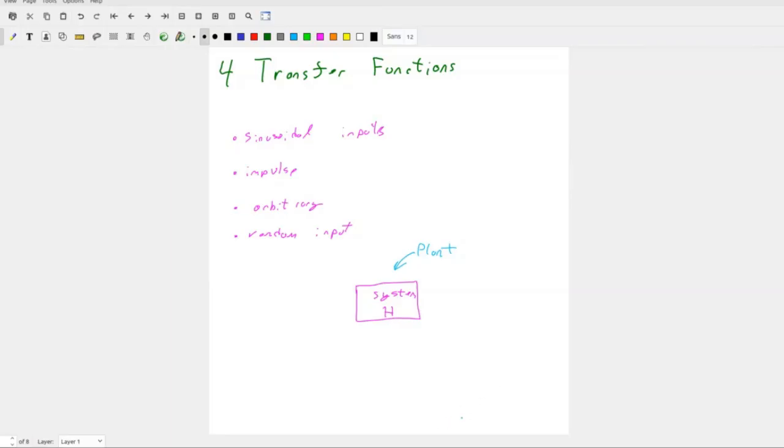So we have a plant, and the plant's going to have some input, and we're going to use the term F, which is a little bit different than how we typically write it in control theory, but that's just because we're talking about vibrations, and our only input is F. So keep it simple. And we have some sort of output, X.